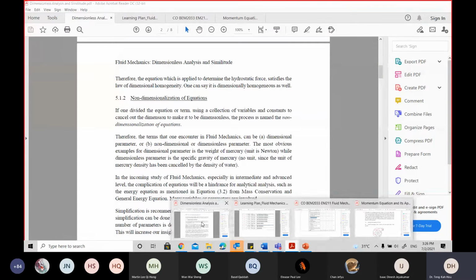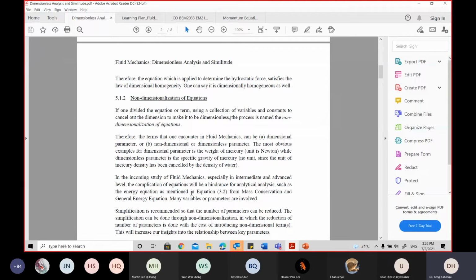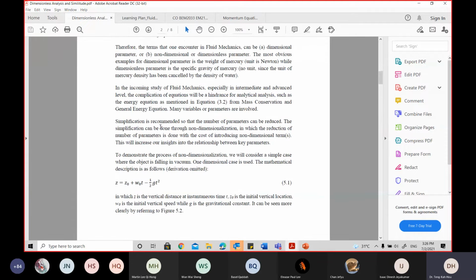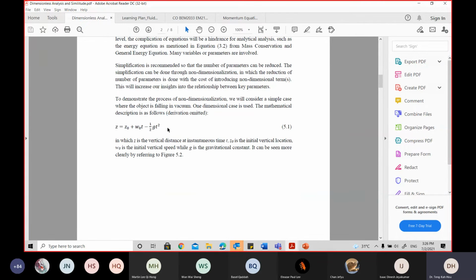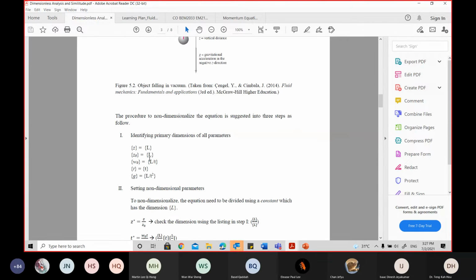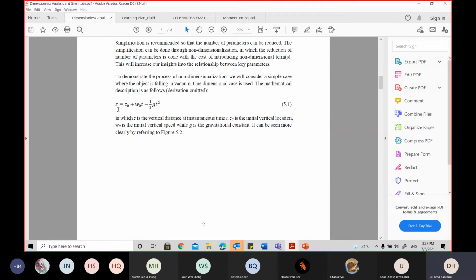Now I'm going to teach you two ways to get your dimensional equation. The first method is simple and easy, but unfortunately it might not be applicable for all conditions. Just like this, z equals z0 plus w0 t minus half g t squared, and this method can only be applied when the equation is not complicated. That's the first step.